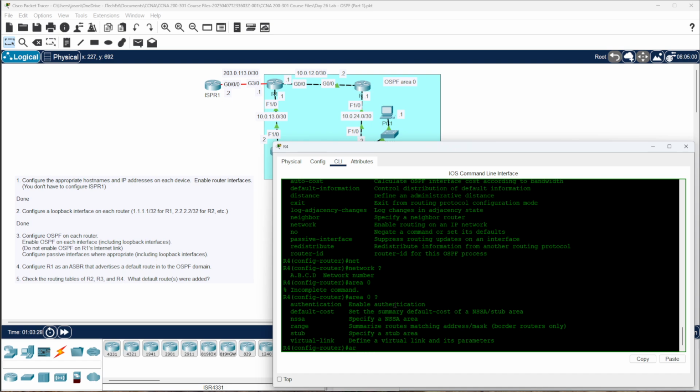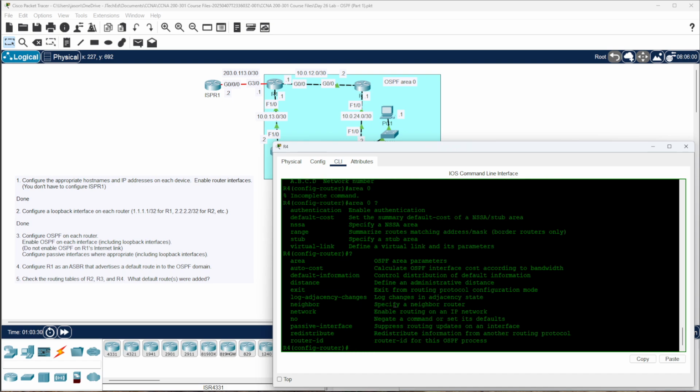No, we don't want area 0. We want, what do we want? So I certainly have not mastered OSPF at this point, obviously. But I have a general idea of what's going on here.